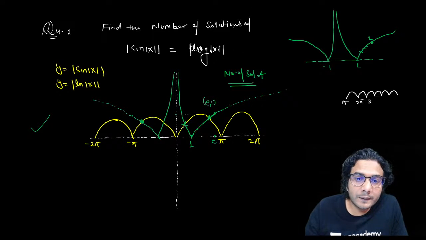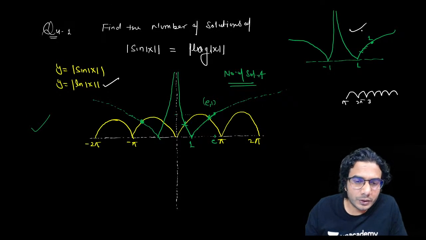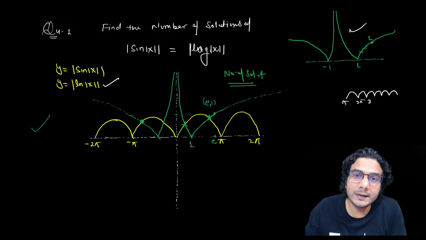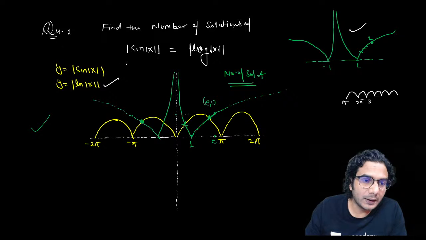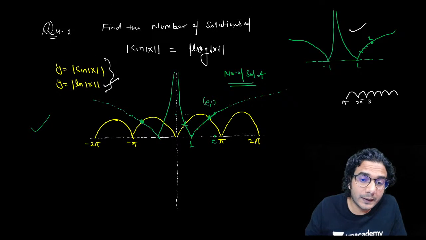Then we plotted the graph of y is equal to mod of ln mod of x, which is like this, right? We know the transformation. Now we need to count the number of points where these two graphs meet, cut each other, right? The number of points at which these two graphs cut each other will be the number of solutions of this equation, okay?